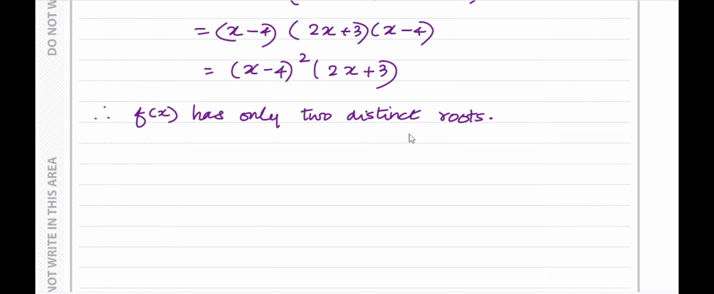Why did we say only two distinct roots? Because x is equal to 4 or x equals minus 3 over 2 are the only two roots.